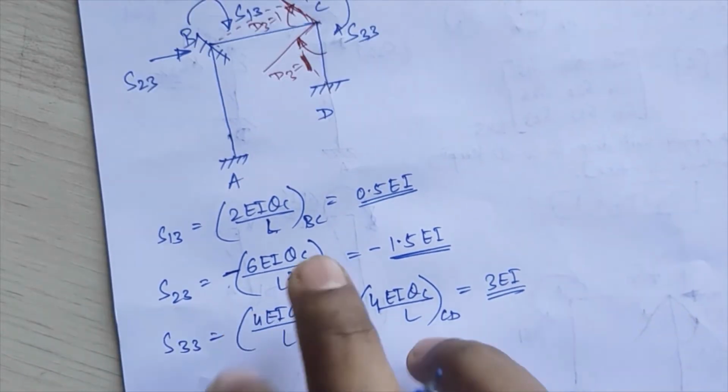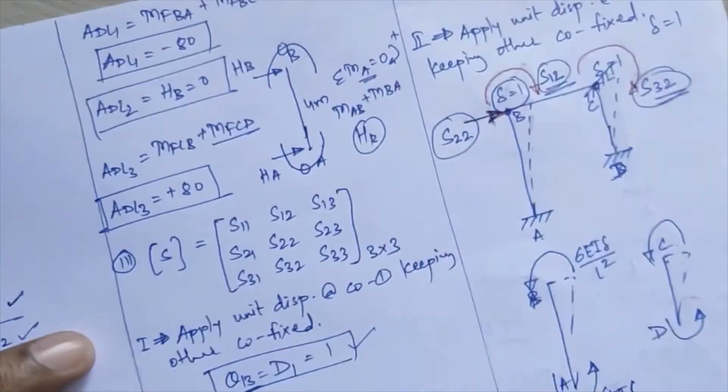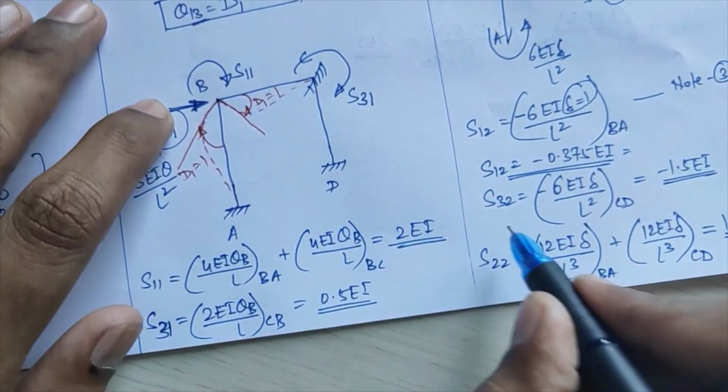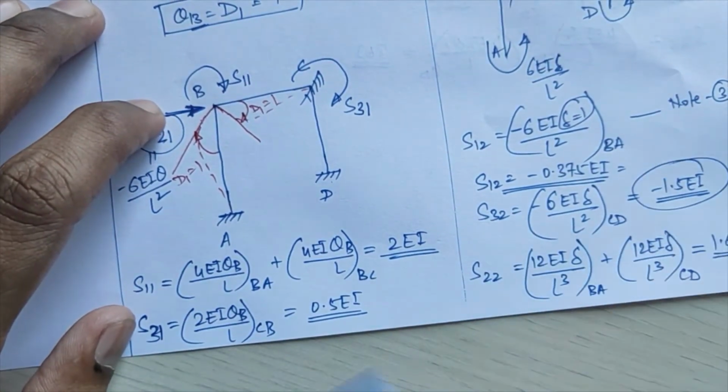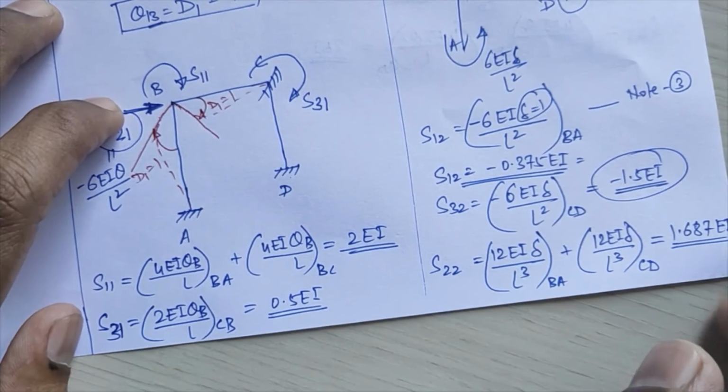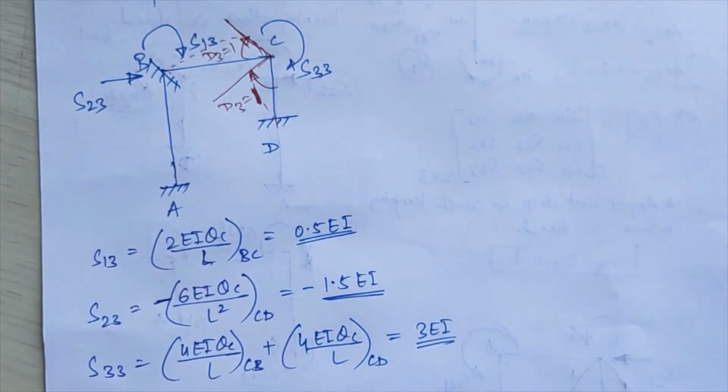We'll check whether you are getting the same S32. S32 we got in Roman 2 as minus 1.5 EI. So all your values are getting matched over here.